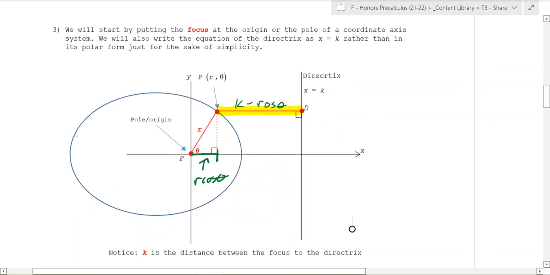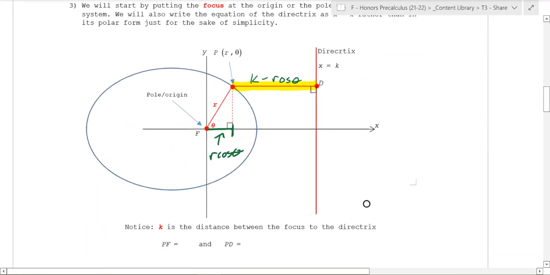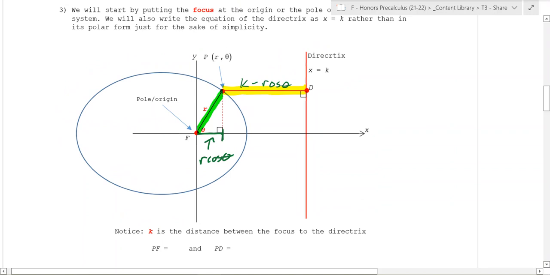So if we look at a few more definitions here, PF, which is this distance right here, we're defining that to be r.